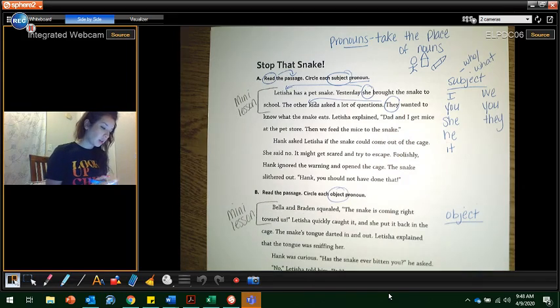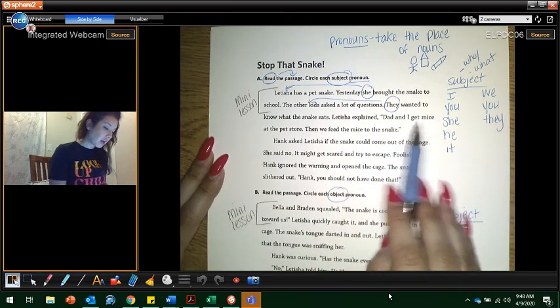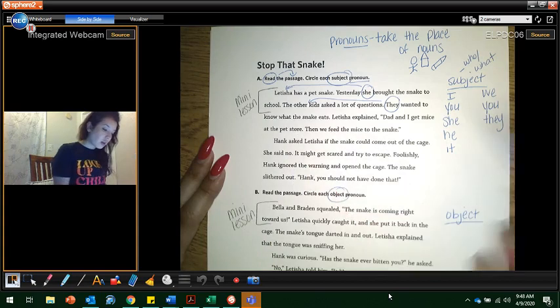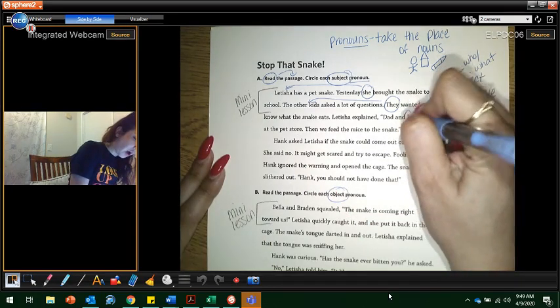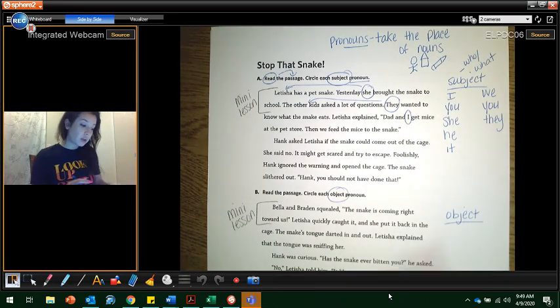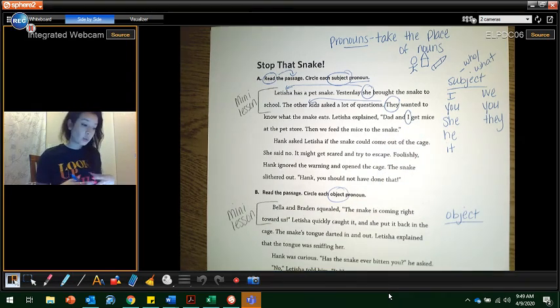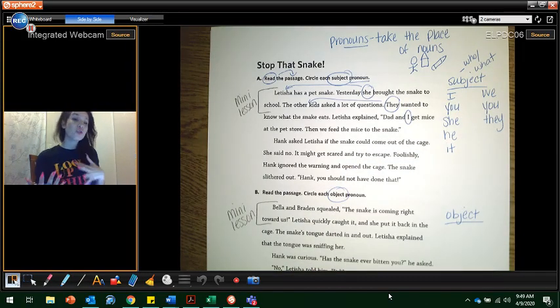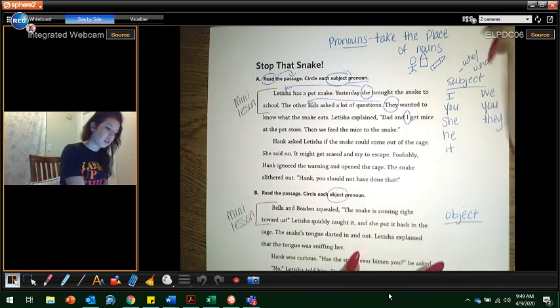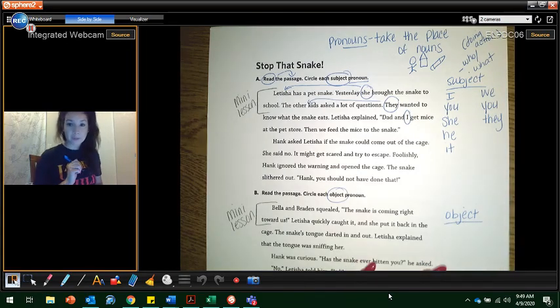Let's continue on. Letitia explained, Dad and I get mice at the pet store. So here I see the pronoun I. It is a subject pronoun because, again, it's doing the action. This person is part of the one who is getting the mice. So in a subject, who or what the sentence is about, those are the ones doing the action. And this is important, and we'll see why when we get to object pronoun, okay?